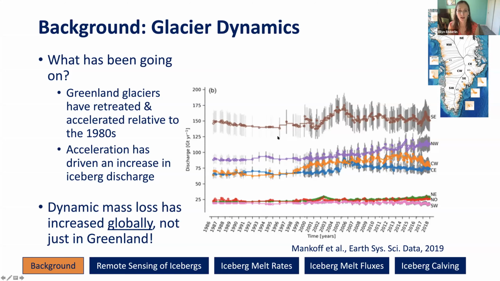And again, if we go back to the 80s and 90s, they were pretty stable. And then once we hit the 2000s, when this terminus retreat occurred, these glaciers accelerated and they started to increase their iceberg discharge. You can see that really nicely for the purple, that's the northwest, where I was showing you those example glaciers before. So this has happened globally. I'm just showing Greenland here for simplicity, but this has happened all over the world. We see this in Antarctica, we see this in Alaska, we see it in Svalbard in Canada. There's been retreat, acceleration, and mass loss from these glaciers.